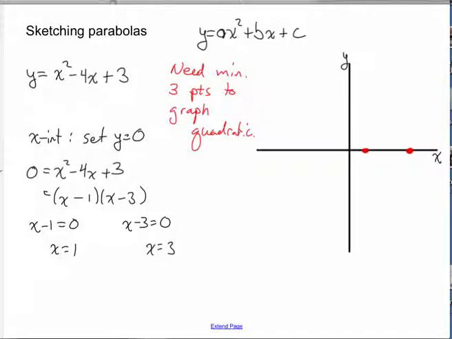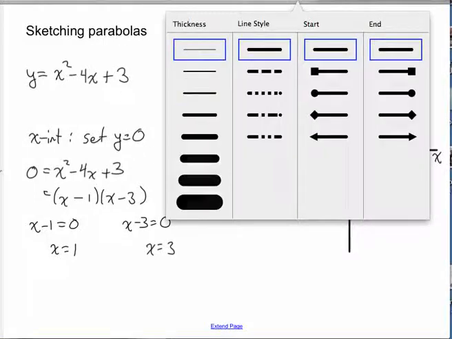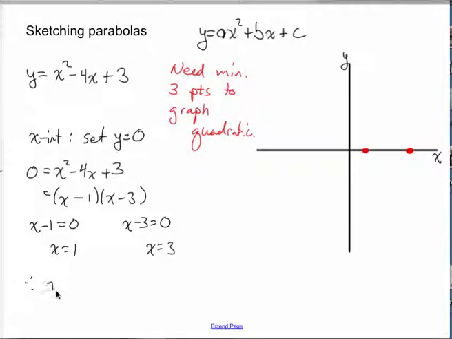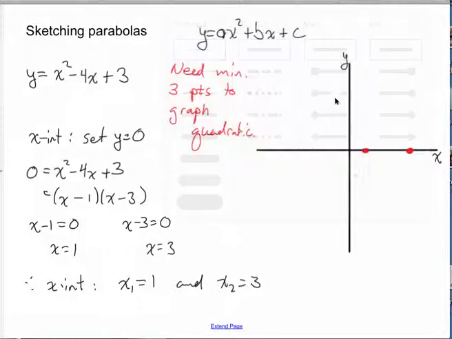Maybe I'll expand that, flesh that out a little bit more. Therefore, for my x-intercepts, I have one of them being at 1, and the other one being at 3. Good. So in my graph, now I can actually label which one's which. This will be x equals 1, this will be x equals 3, and I'm all set. There, I've got 2 points.